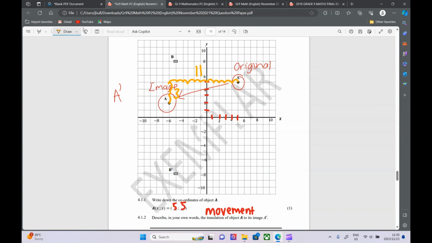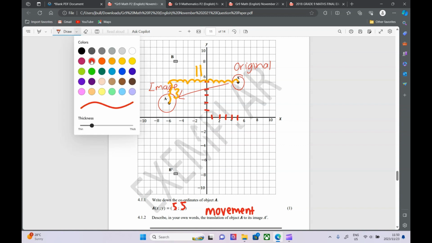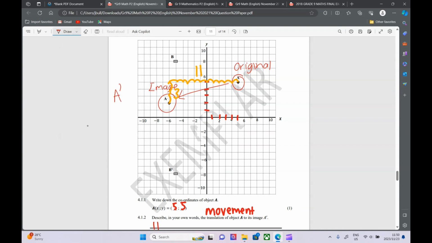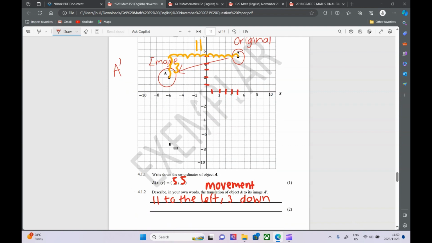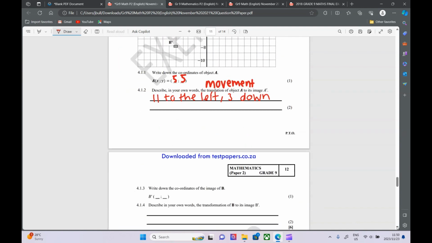If I want to then write an answer, so describe in your own words the translation, I would just say 11 to the left, 3 down. Okay, so that just means how did we move it? So I moved it 11 spaces to the left and then 3 down.